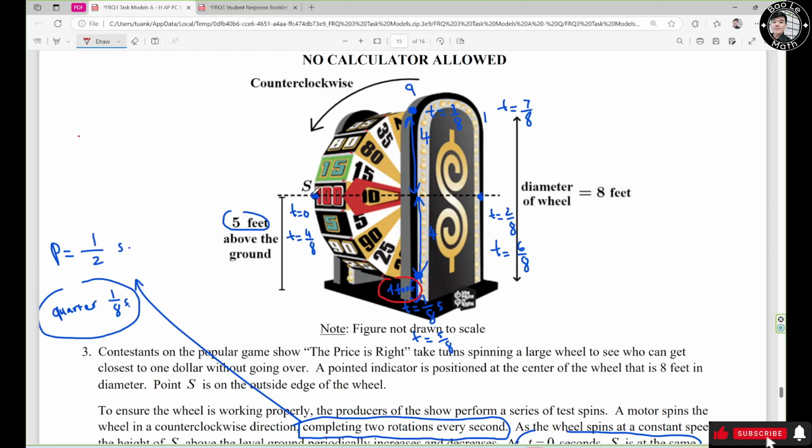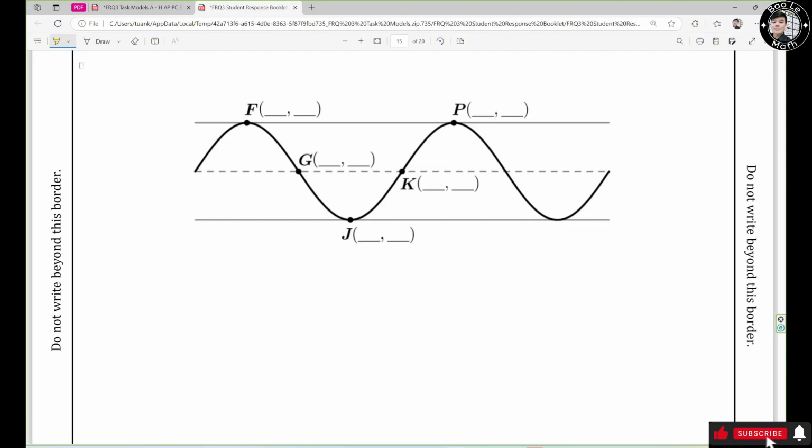Alright. Right at this point, this is the midline, right? It should be 5. The height is 5. The lowest point right here should be 1. Right here should be 5. This should be 9. So the maximum height should be 9. The minimum height should be 1. The midline should be 5. Alright, so you need to be careful. So 9 should be right here. This guy should be 5. This guy should be 5. And this guy should be 1.